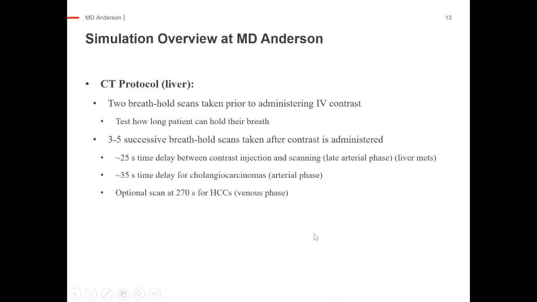So we take two breath hold scans before we administer any IV contrast. We do this to make sure the patient can hold their breath, and also as a backup without any IV. Then we take 3 to 5 breath hold scans, depending on how well they hold their breath, after the contrast is administered. If you have a liver met, you're going to want to wait about 25 seconds between the contrast injection and when you start scanning. So it's your late arterial phase. The same for cholangiocarcinomas, which I'm sure I'm not pronouncing right. So it's a 35 second time delay. And then if you want a venous phase or washout, that's going to be a longer time delay.